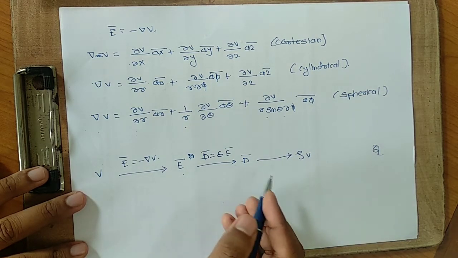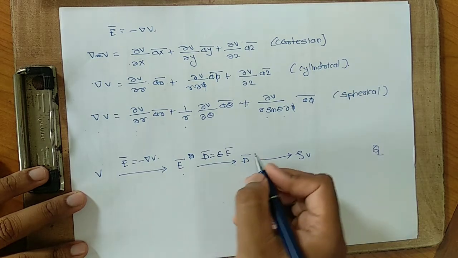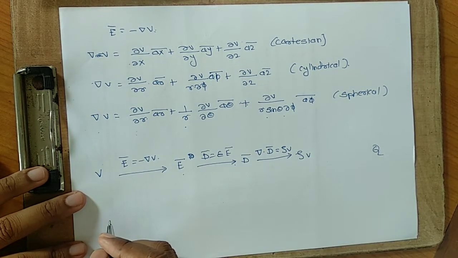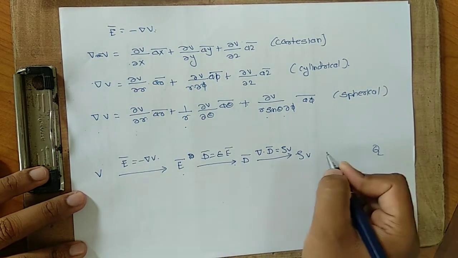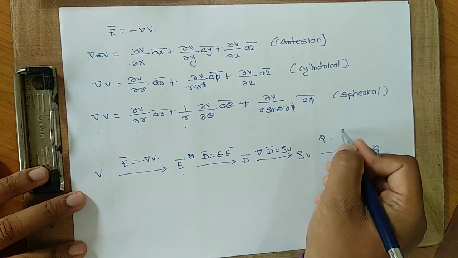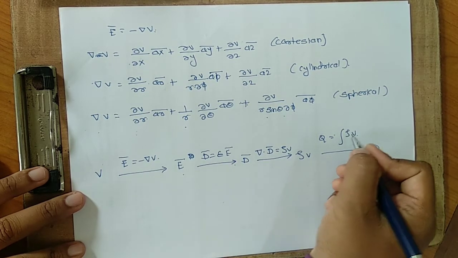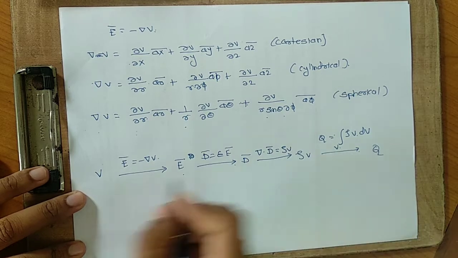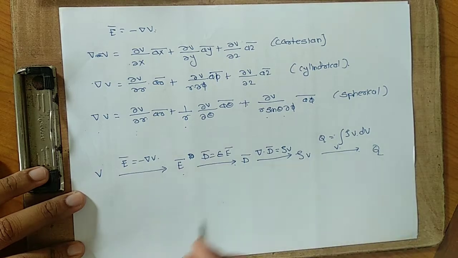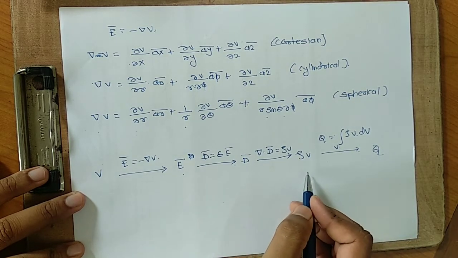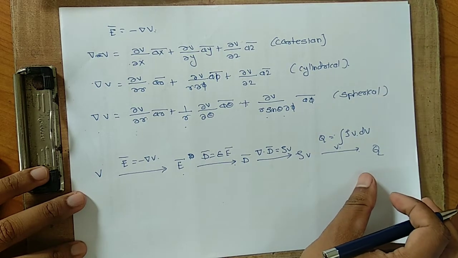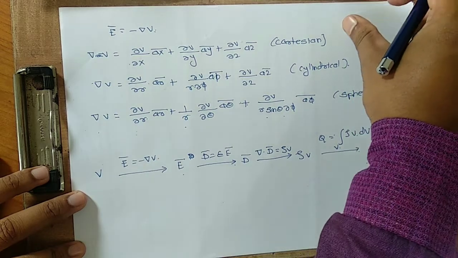What is the relation between D bar and rho v? It is Gauss law, the point form of Gauss law: del dot D bar is equal to rho v. And the last one is Q. Rho v is the volume charge density, so Q is the integration of rho v dv over the volume. That is the way you can calculate these values. This is the relation you have to follow while solving problems. We'll take one problem, and I will give you one problem for homework.